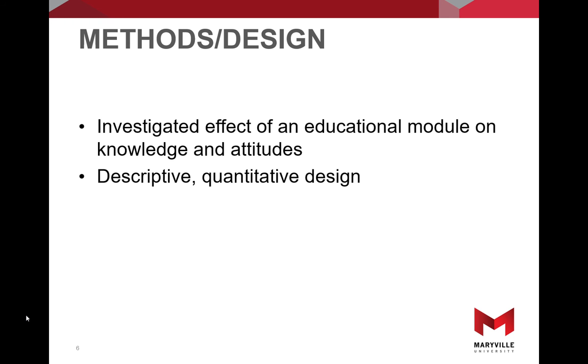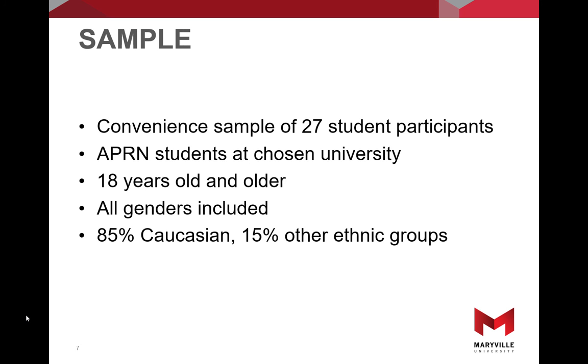The project investigated the effect of an educational module on advanced practice registered nursing students' knowledge about substance abuse and the components of screening, brief intervention, and referral to treatment, and attitudes towards people who use substances. The project utilized a descriptive, quantitative design. A convenient sample of 27 student participants was obtained from a cohort of 200 APRN students enrolled at the chosen university in the southeast region of the United States. The project was not a component of any course and was not associated with the grade.